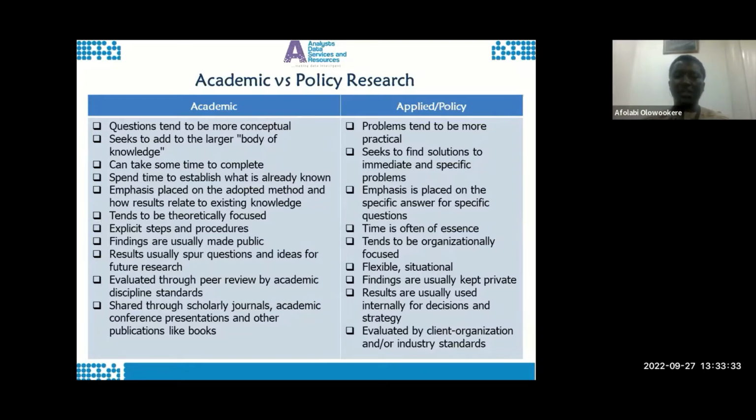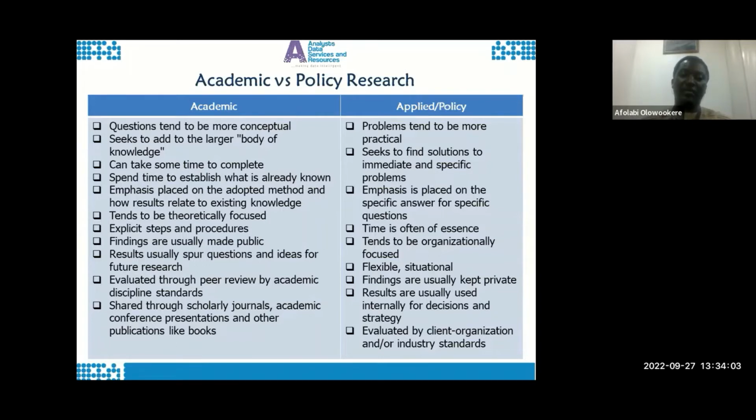Whereas in applied research, there are specific questions. Academic research tends to be theoretically focused, explicit in steps and procedures. You spend a lot of time developing the methodology and gathering the data, but you don't have that luxury when it comes to applied or policy research. In academic research, findings are often made public, but in policy research, you hardly make them public. Of course, that doesn't mean that they are not made public.